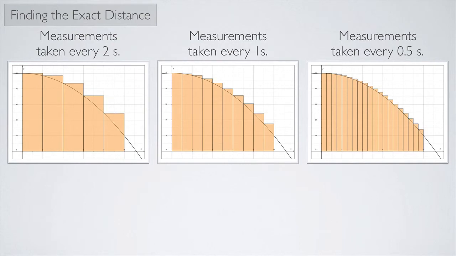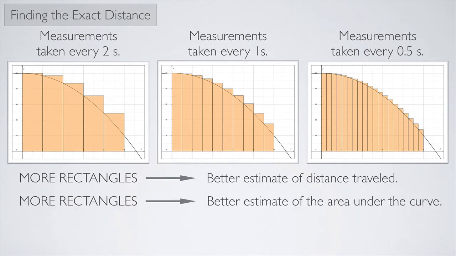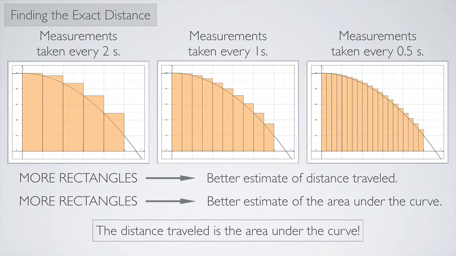And you can kind of see what's happening here. More rectangles means a better estimate of the distance traveled. But more rectangles also means a better estimate of the area under the curve. So I think you get the idea. The distance traveled is the area under the curve.